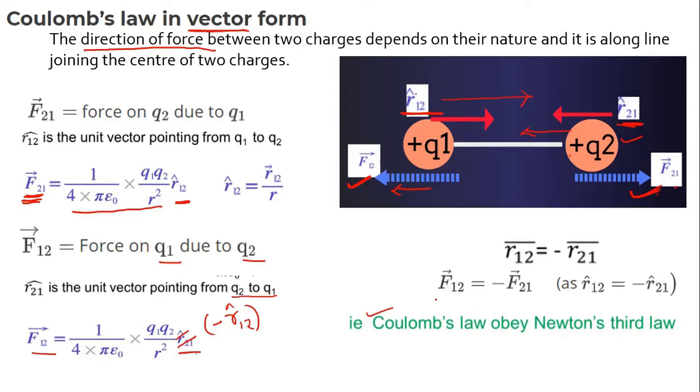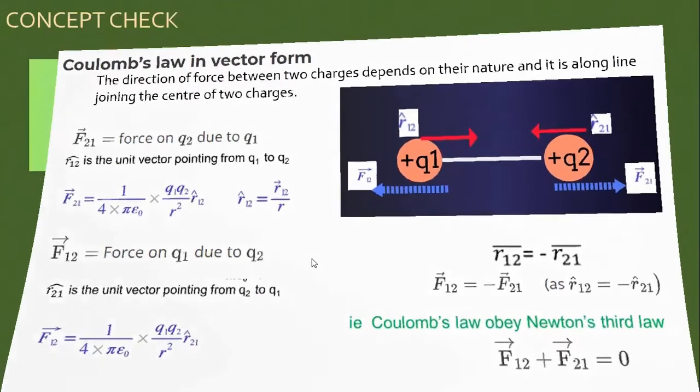This particular statement says that for every force there is an equal and opposite force. So it confirms Newton's third law. That means Coulomb's law in vector form obeys Newton's third law. An important part: F12, that is force on 1, plus the force on the second charge must be equal to 0. The sum of the forces in a particular system will always be 0. So these are all the necessary steps for the derivation of Coulomb's law in vector form. In the exam, if you write this, you are going to get full marks.